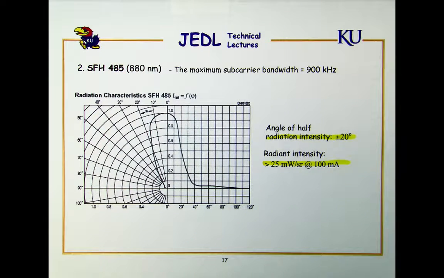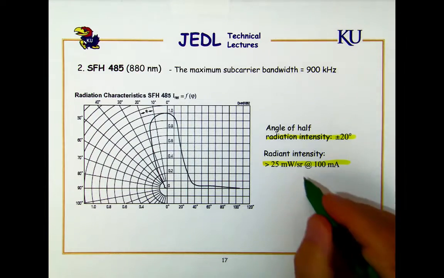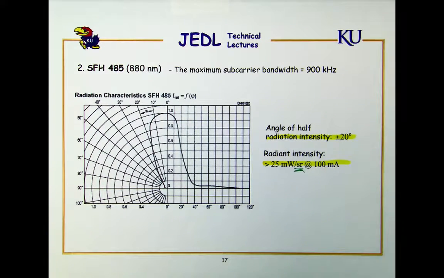So it's a choice. This one's a little wider than the other one. You may not notice too much difference in the way they perform. The other one, the SFH484, may require more care in pointing it. This one requires less care, but that one has a little greater intensity. This one has a little less intensity over a given angular measure.